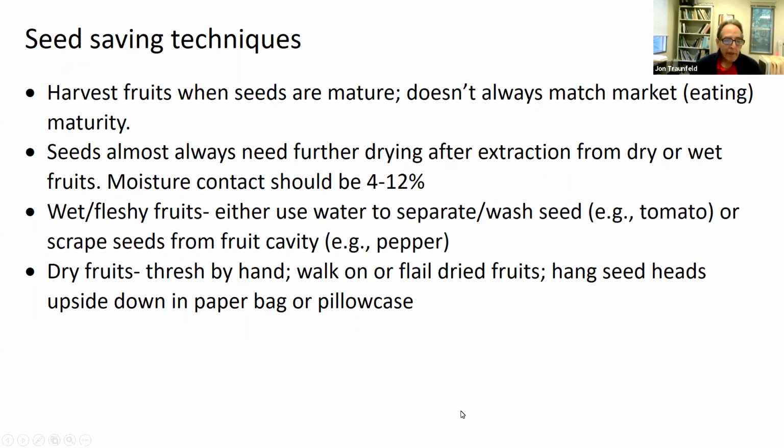So these are just some examples. I'll show you some photos of threshing, and putting the fruits in a pillowcase and whacking them against a brick wall. There are all kinds of ways you can get the seeds separated out and collected.